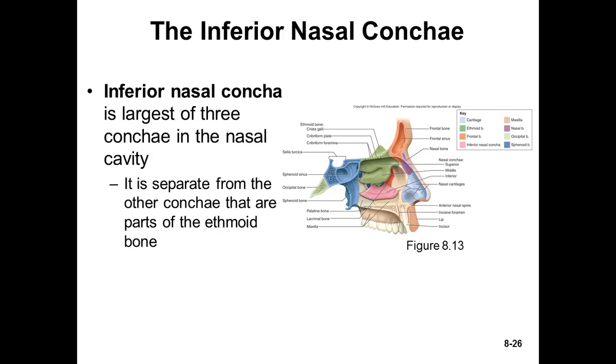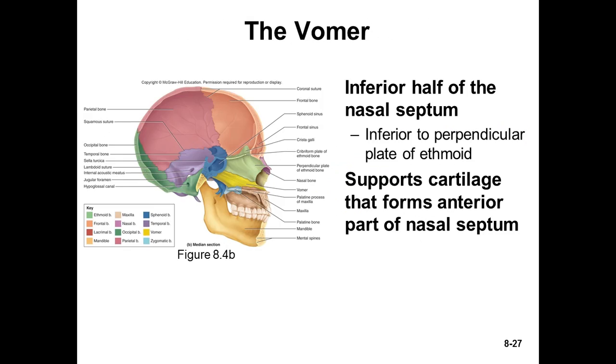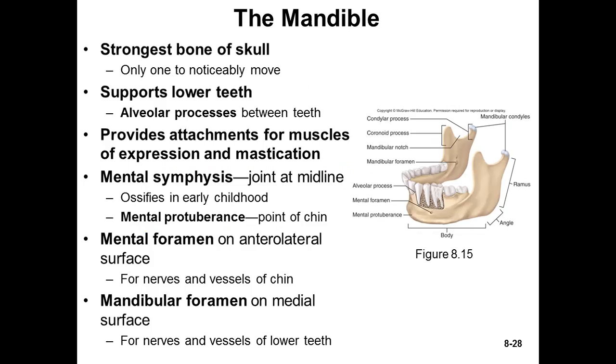Here's that inferior nasal concha we talked about earlier with your superior and middle. This one is the largest of the three. You have the vomer, of course, and the mandible, which is my favorite. It's the strongest bone of the skull. This bone is actually on your first lab exam. This is the bone that actually moves. The maxillae doesn't.